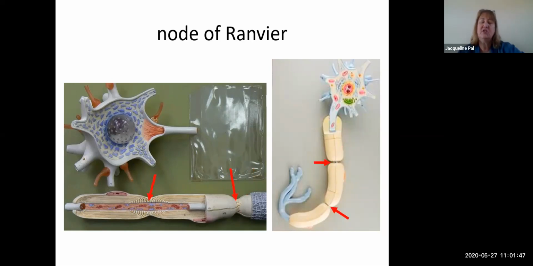In between adjacent Schwann cells, there is a small piece of the axon which is visible, and this little tiny area is called a node of Ranvier.